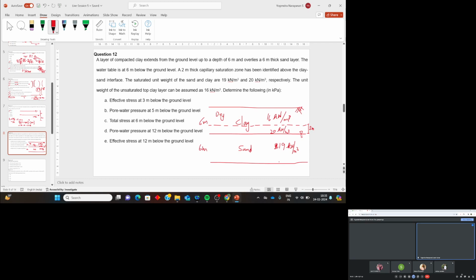Can you please solve the first question now? That is the first part of this question. Please solve it. 48, that is right. It is just 16 into 3, and this is the total stress, and pore pressure is 0 since the soil is dry, and hence it is 48 kPa.